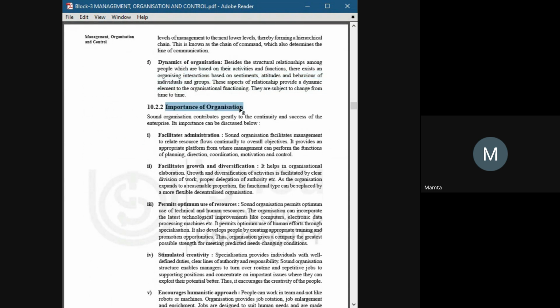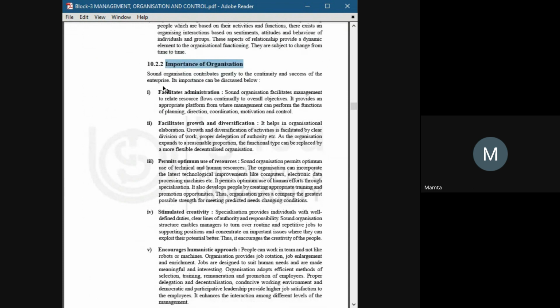Importance of organization. Organization facilitates administration. Division of work facilitates administration. Organization also helps management relate resource flow continually to the overall objective. It provides an appropriate platform from where management can perform the functions of planning, directing, coordination, motivation, and control.